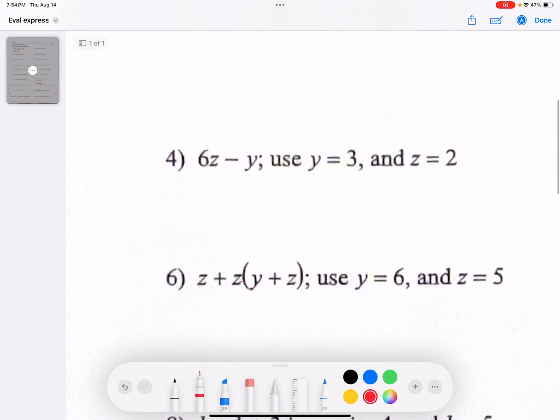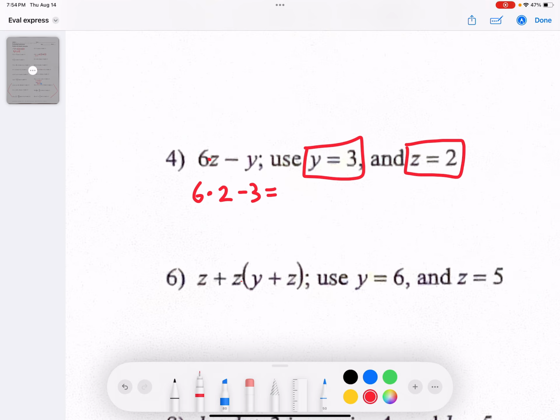number 4. So 6z means 6 times z. It's really important that you put your times symbols where they belong on these problems. And I'm going to show you a few more that you need to make sure you write the symbol for on your practice. So we're going to have 6 times z is 2, according to my key over here, minus y, which is 3.